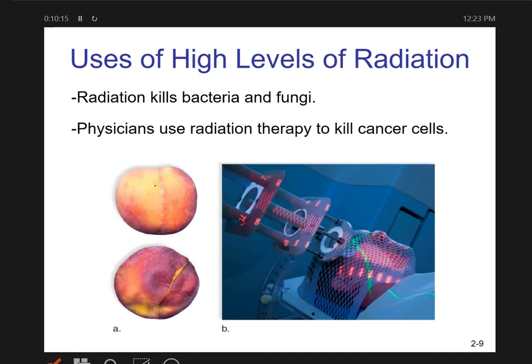High levels of radiation are also used to kill bacteria and fungi. And so what happens is, if there are irradiated peaches, these spoil less quickly. As you can see, this is spoiled, this is unspoiled. And a lot of physicians use radiations also to kill cancer cells. All right. So here is a person getting radiation in the brain for a tumor in the brain.